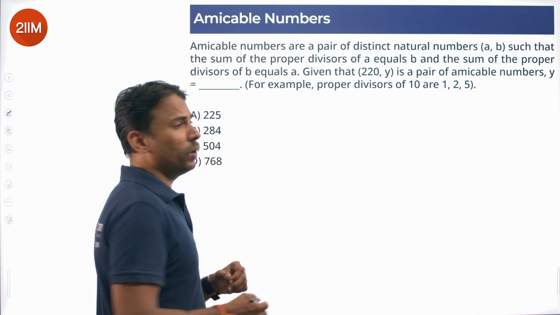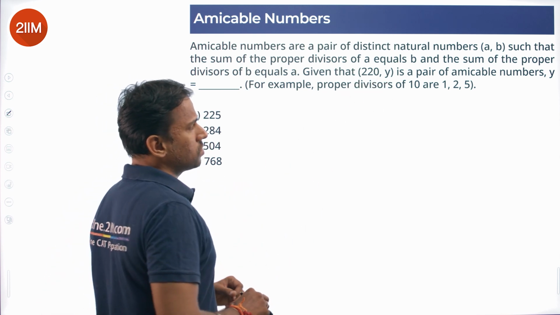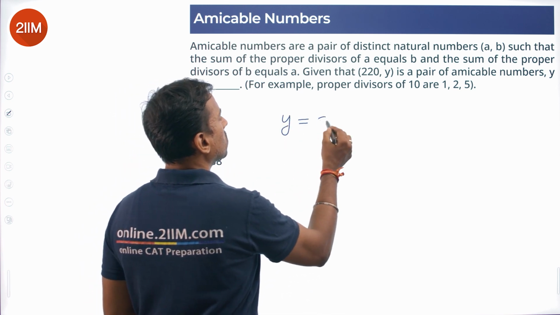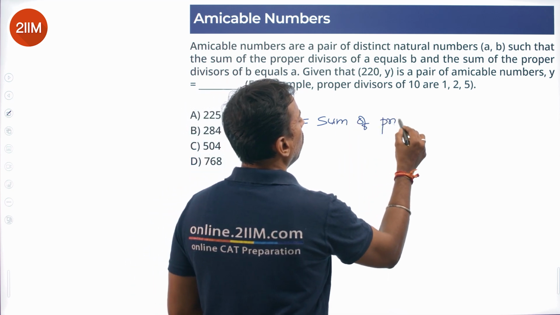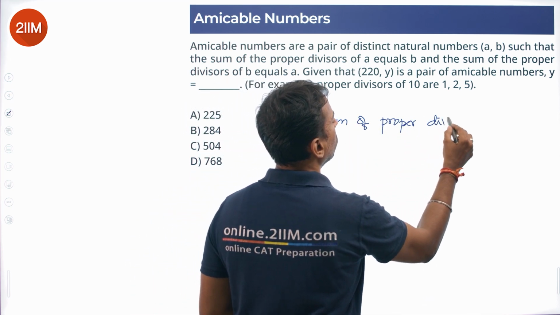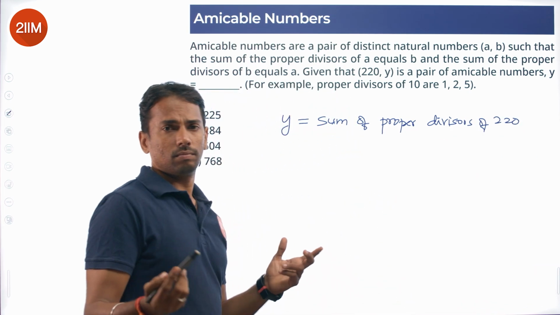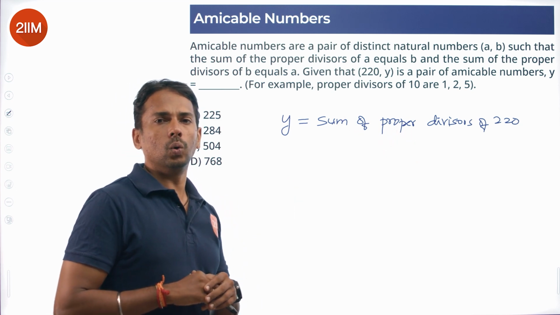Now it's given 220 and y are amicable numbers. By definition, y should be the sum of all proper divisors of 220. So now we'll find the sum of all proper divisors of 220.